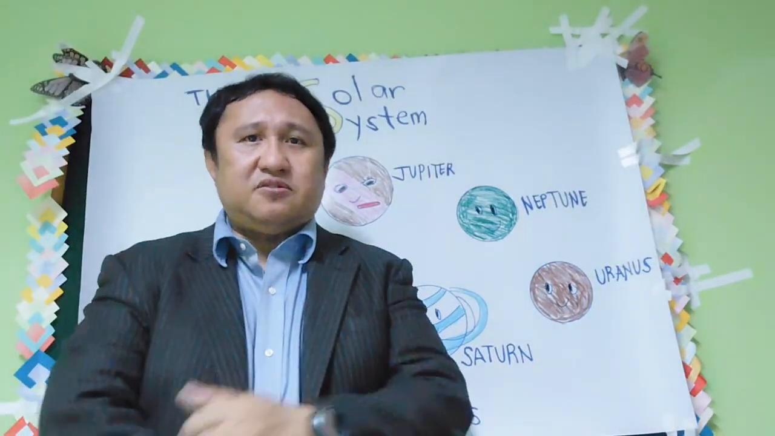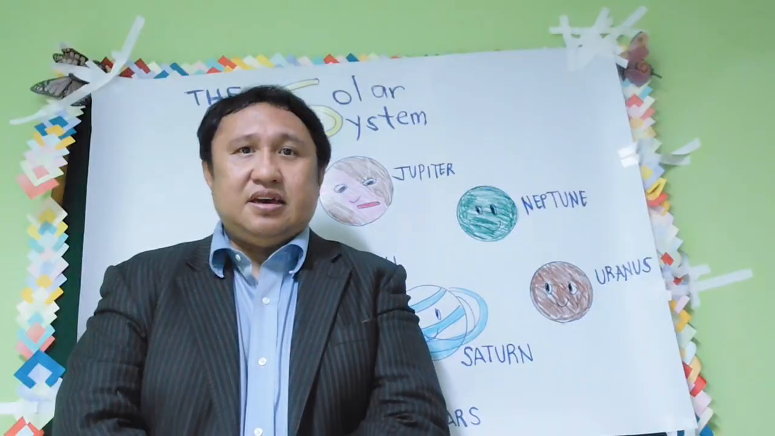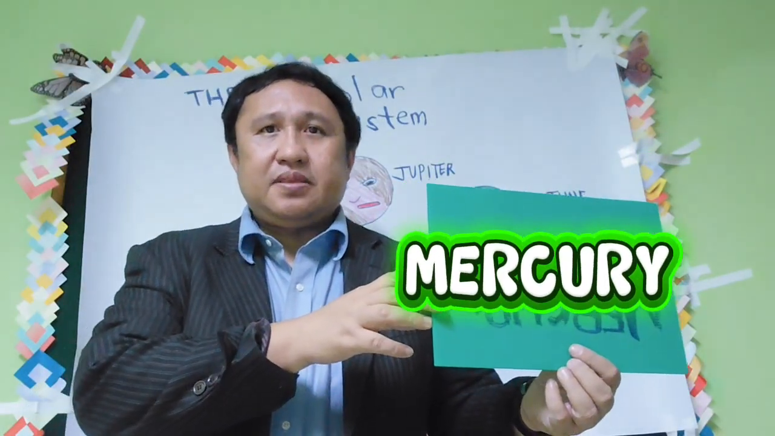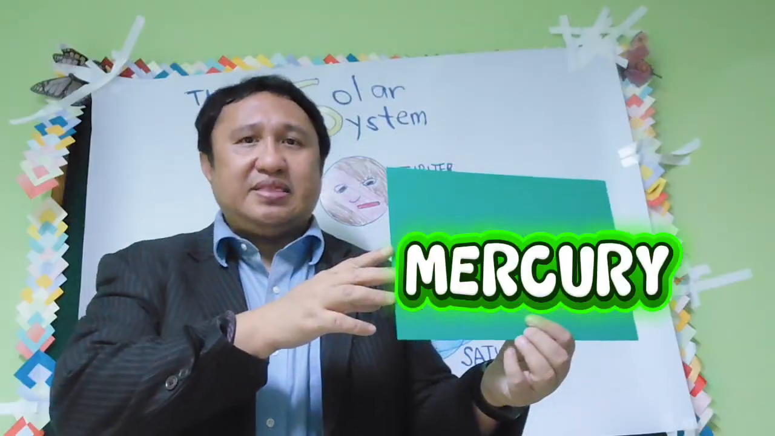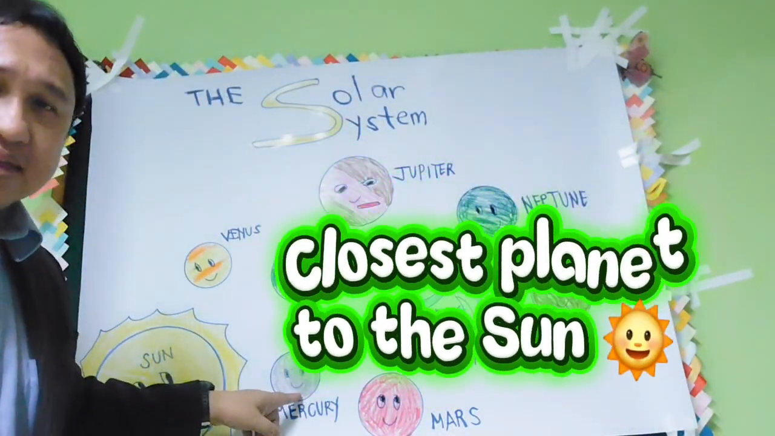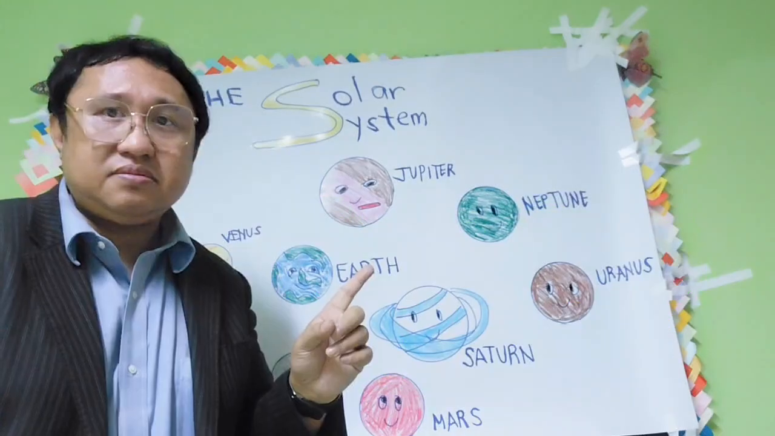Okay? Now let's focus on 2 planets. We have Mercury. It is very hot during the day, and Mercury is the closest planet of all of them.